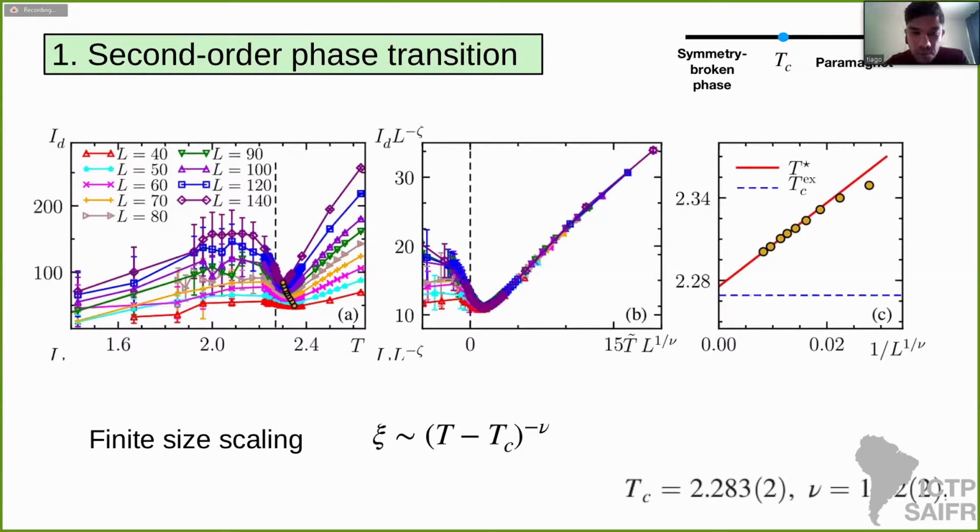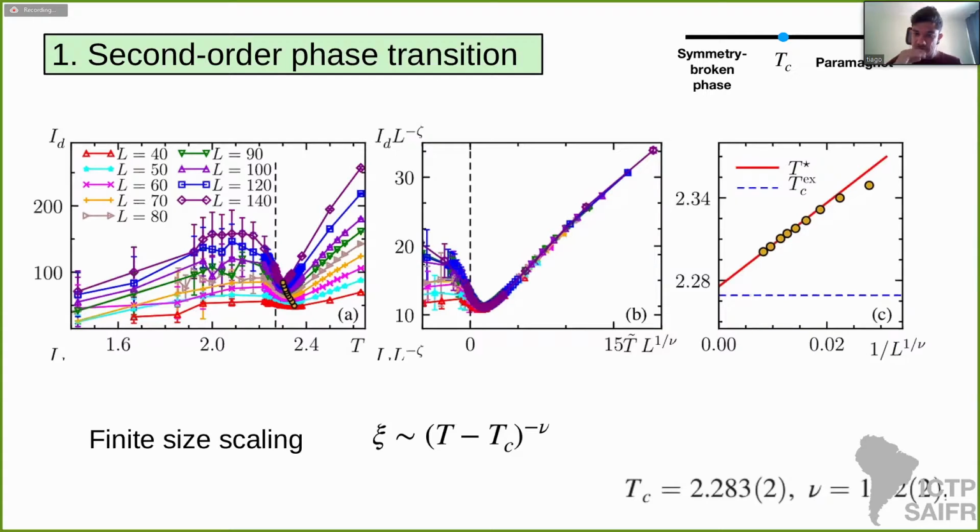So what we did was exactly what we do with physical quantities like magnetization or susceptibility. We try to use finite size scaling. The basic idea is that in this case we know that the correlation length diverges this way close to the critical point, and then we can propose a finite size scaling. From this finite size scaling analysis you can compute the critical temperature and the critical exponents, and the critical exponents that we obtain are, within error bars, equal to the exact ones for the Ising model.